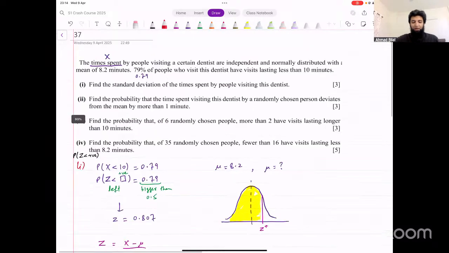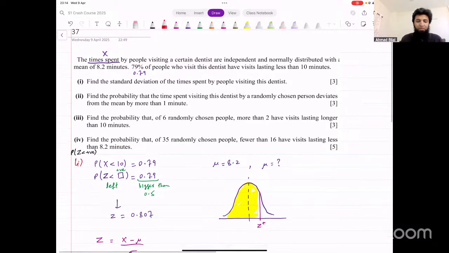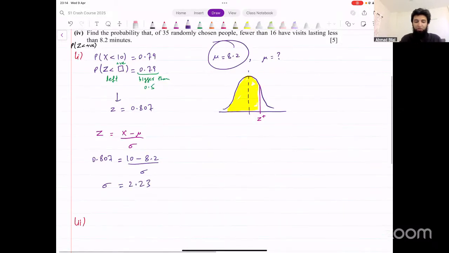Now it says find the probability. So now we're looking for the probability that the time spent visiting this dentist by a randomly chosen person deviates from the mean by more than 1 minute. Okay, how do we think about this? Time spent deviates from the mean by more than 1 minute. What's the mean? Mean is 8.2.